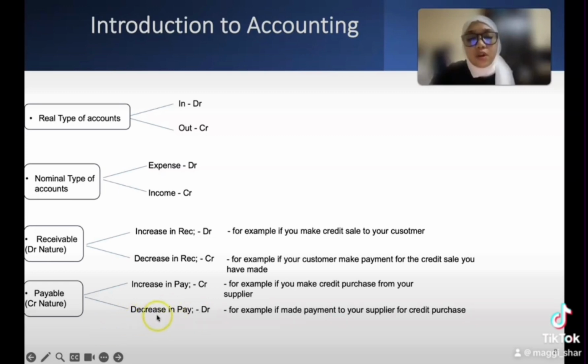So how are we going to record? Decrease in your payable account, we are going to record in debit side. Increase in your payable account, we are going to record in credit side. Right? So for all the debit nature accounts, if it is increased, we are going to record in debit. If it is decreased, we are going to record in credit side. For all the credit nature accounts, if there is any increase, we are going to record in credit side. If there is decrease, we are going to record in debit side. I will give you example in next slides.